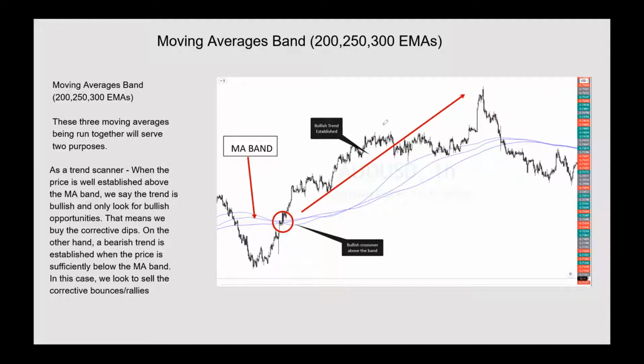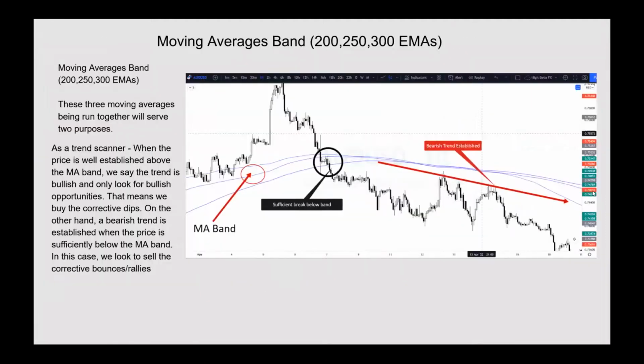We're only looking forward to buy. We're not going to sell here. We only want to buy when the price corrects to this place. All right, so those are the two things we use the moving average for.